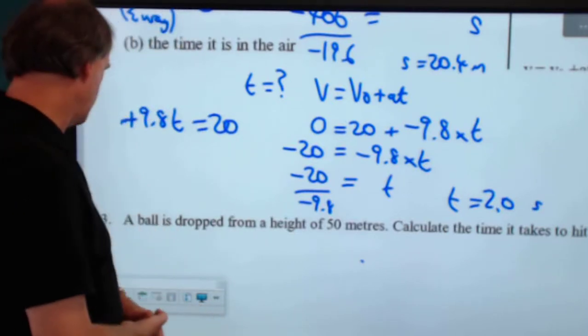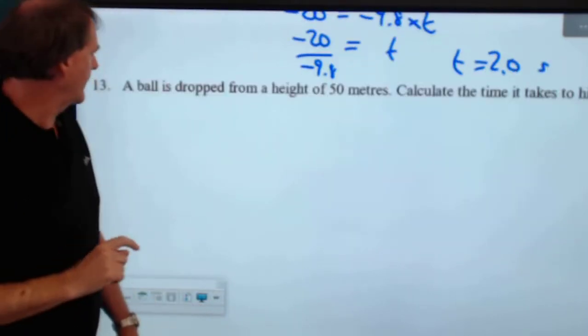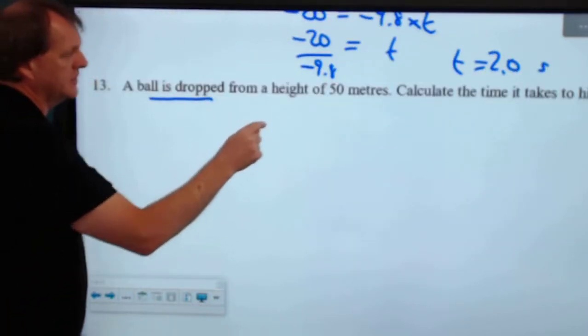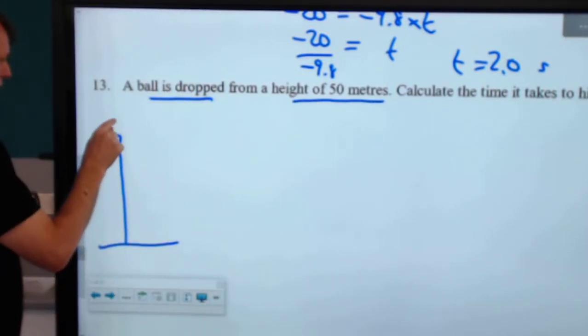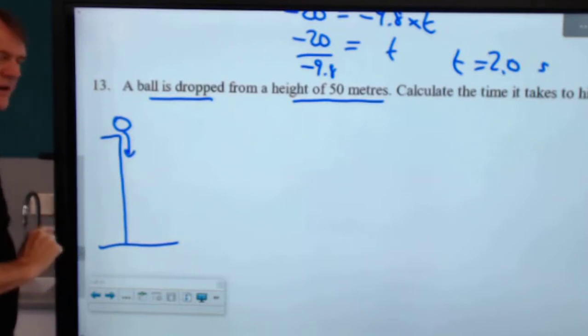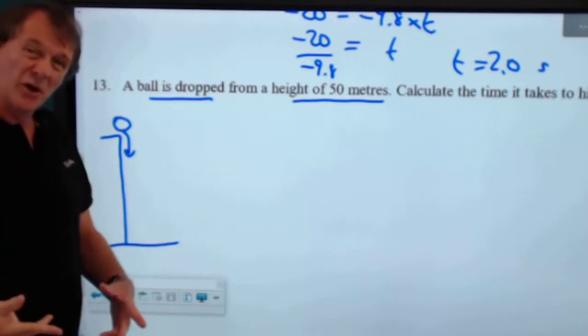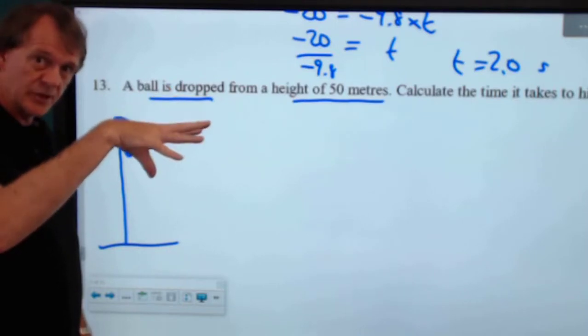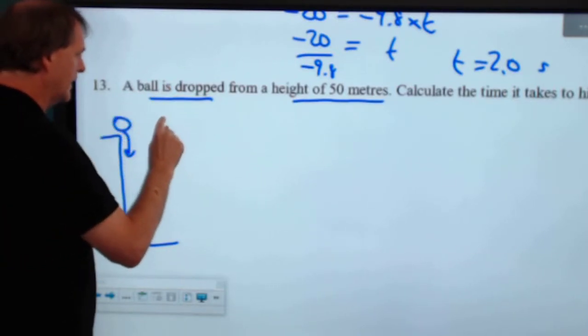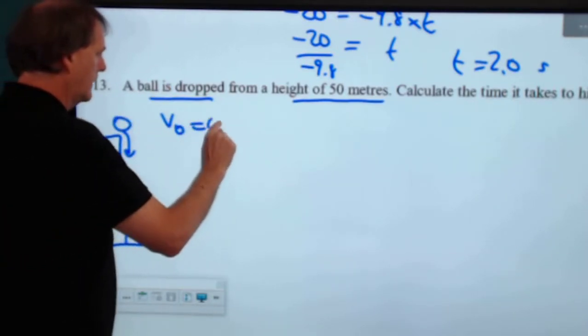Right, I'm just going to do one more here. So in this one we've got something being dropped from a height of 50 metres. So you're going to imagine the cliff here. You're going to drop it from here, it's going to go down, it's going to travel 50 metres. So what do we actually know about this motion? If it's dropped, the starting velocity will be 0. So v0 is 0. Okay?